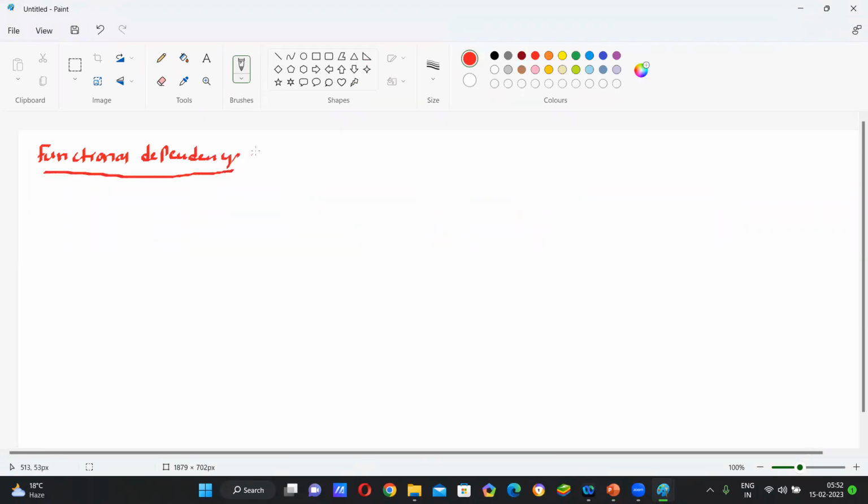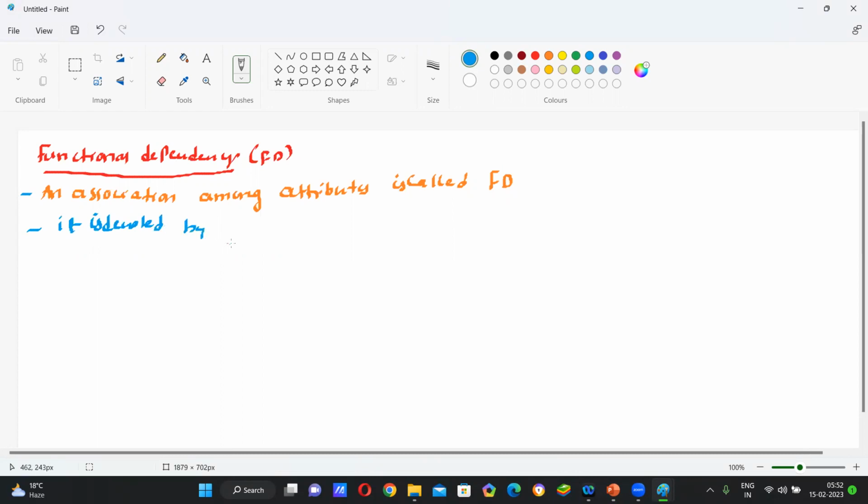What is functional dependency? An association among attributes is called functional dependency. It is denoted by A arrow B. A functionally determines B. Here the arrow means functionally determines.